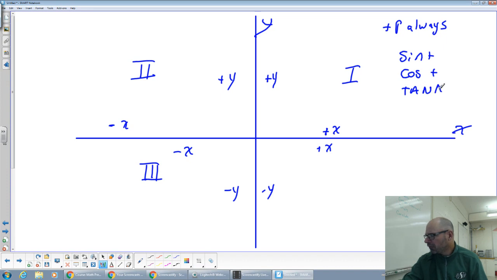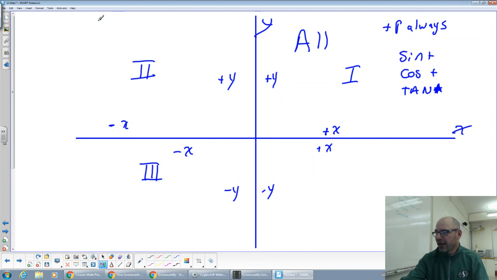So we have a little plus sign. We have a little saying, we call that all positive. All 3 ratios are positive, and they're reciprocals that go with them. So sine goes with cosecant, so cosecant would be positive. Cosine goes with secant, it's positive. Cotan goes with tan, so it's positive too. Okay, then we will look over here.